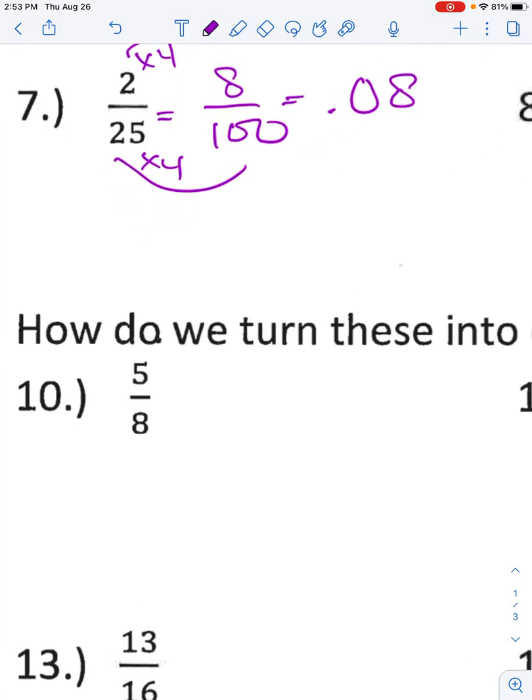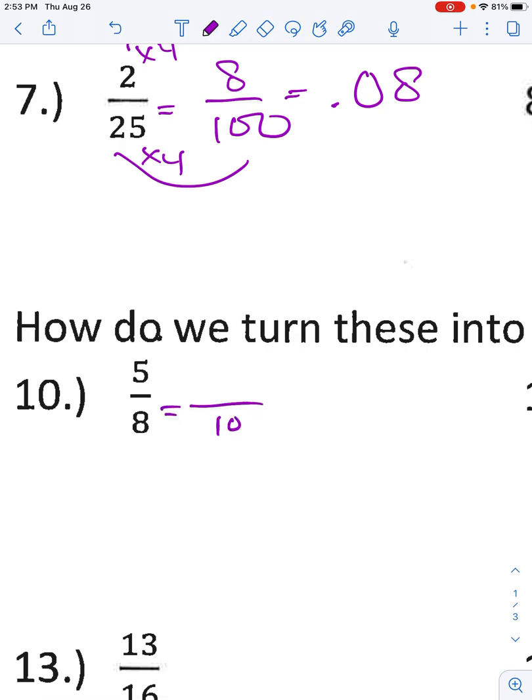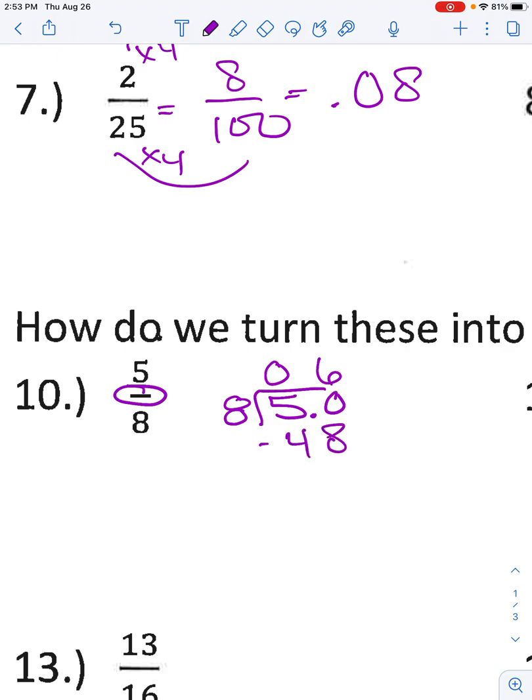Okay, so 5/8, again, I can't get it to go to tenths or hundredths. So if I need this to be a decimal, remember that this fraction bar is also a division bar. So you'll do 5 divided by 8 to get your decimal. Remember, the first number always goes on the inside. So 8 does not go into 5. Add a decimal and a 0. 8 into 50 would go 6 times, which is 48.